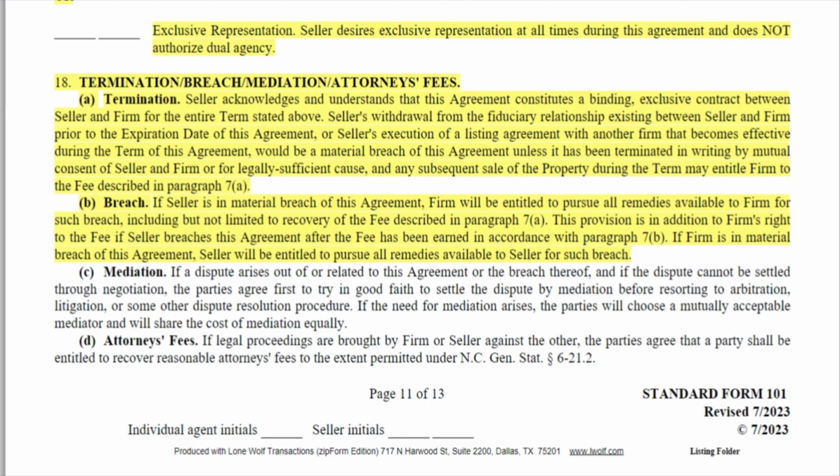B, breach. If the seller is in material breach of this agreement, firm will be entitled to pursue all remedies available to firm for such breach, including but not limited to recovery of the fee described in paragraph 7. This provision is in addition to the firm's right to the fee if the seller breaches this agreement after the fee has been earned in accordance with paragraph 7b. If the firm is in material breach of this agreement, the seller will be entitled to pursue all remedies available to the seller for such breach.